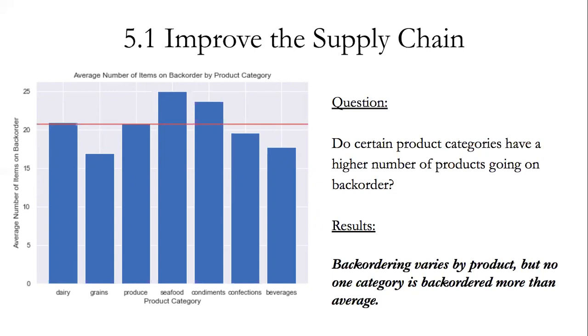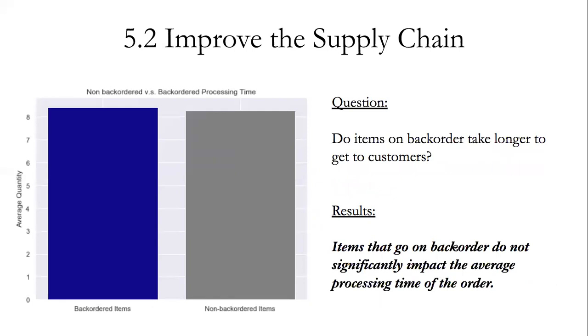And taking that question and the results of this a little bit further, I wanted to see how that affects the customers. So are back ordered items taking longer to get to the customer than non-back ordered items? And the answer here is no. There really is no significant difference on the impact of back ordering on the processing time of the order.